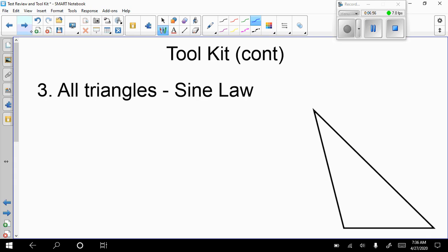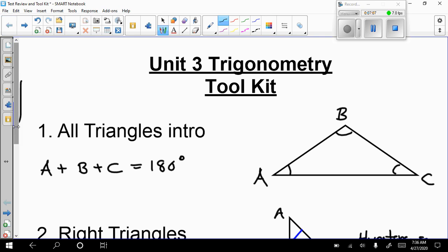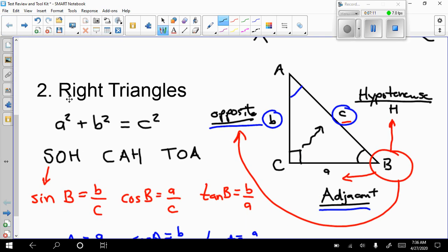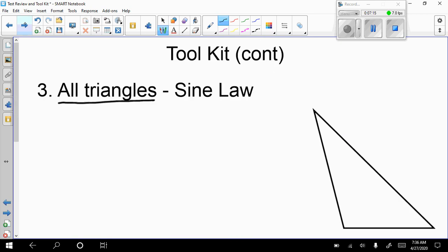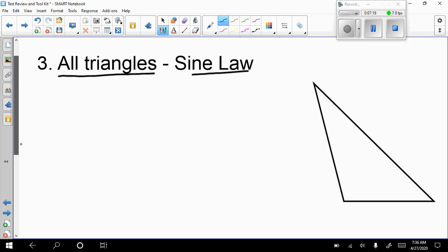We then spent some time working on something called the sine law. And the sine law can be used for all triangles. Notice that SOHCAHTOA that we just discussed can only be used for right-angled triangles. And so I just want to emphasize that this is only when you see right-angled triangles, whereas the sine law can be used in any triangle. And here's what the sine law says.